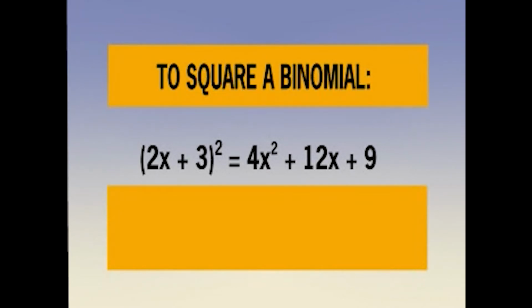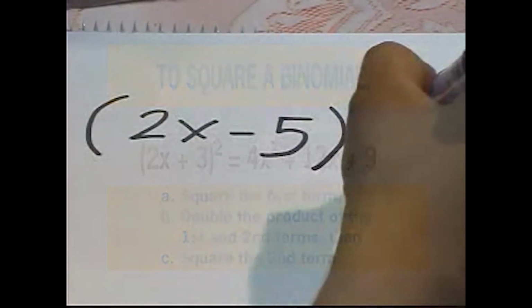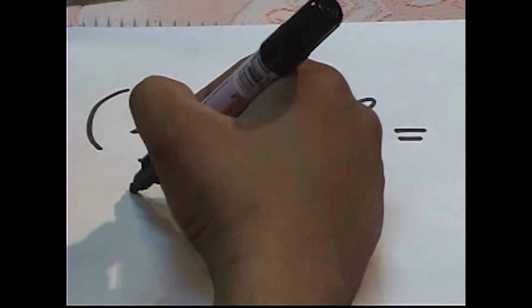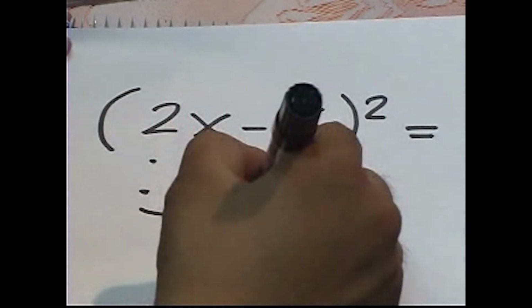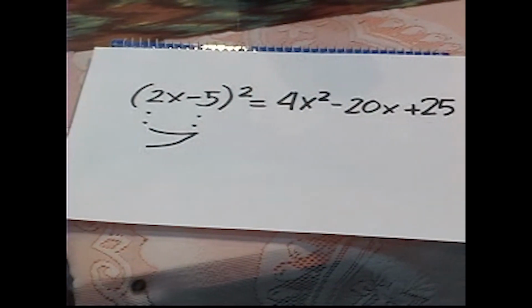Thus, to square a binomial, we simply A. Square the first term, B. Double the product of the first and second terms, then C. Square the second term. Try it on this one. Use these aids. This means square the term. This means multiply and double. The result is a perfect trinomial square.